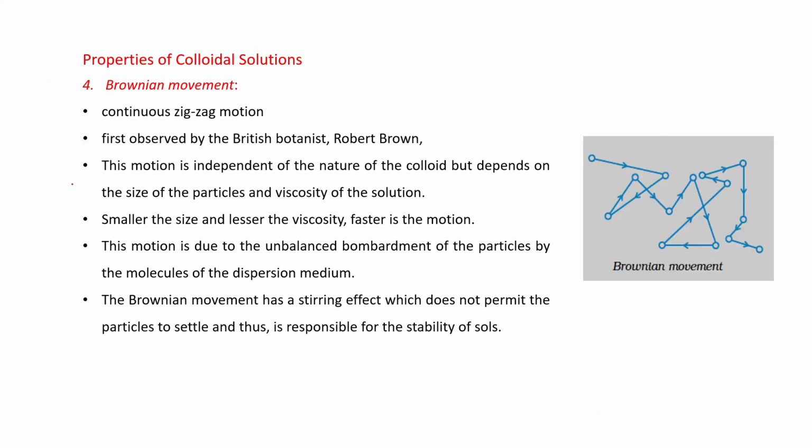Next one, Brownian motion. Actually, zigzag motion is known as Brownian motion. Zigzag motion means we can't determine the exact path in any direction they are moving. It was first observed by the British botanist Robert Brown. That's why it is named Brownian motion.